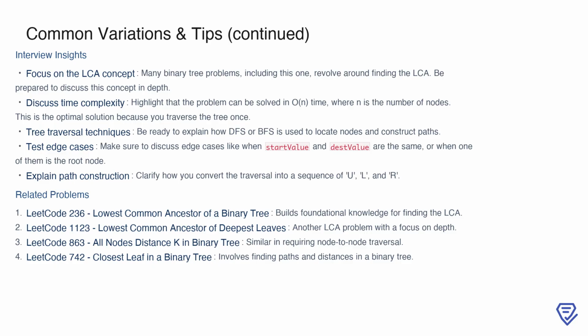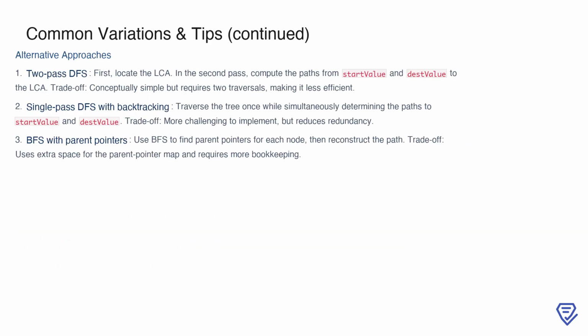To deepen your understanding, you can explore related problems like LeetCode 236, which introduces the concept of finding the LCA, or LeetCode 1123, which focuses on the LCA of nodes at the deepest level. Other problems like LeetCode 863 and 742 involve node-to-node traversal and pathfinding in binary trees, making them excellent practice. There are also alternative approaches to solving this problem, each with its own trade-offs.